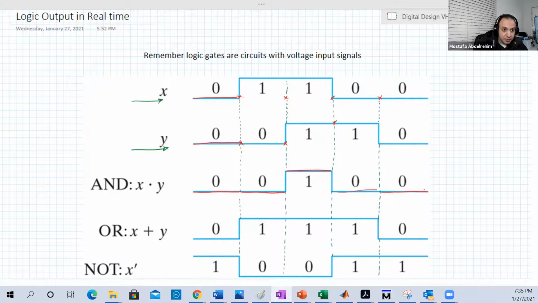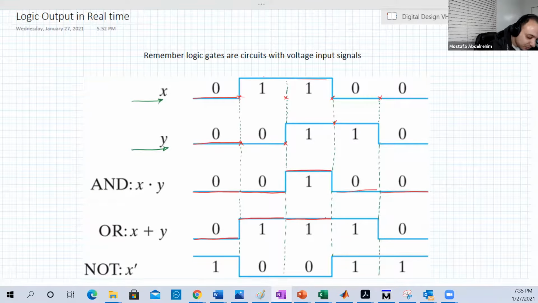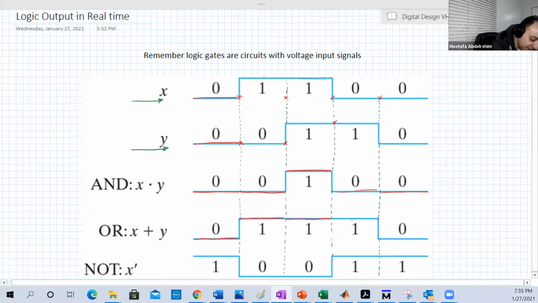How about OR? From that point to that point, both are zeros, so 0 or 0 is 0. Then 1 or 0 is 1. Then 1 or 1 is 1, not 2. It's not an arithmetic plus. 0 or 1 is 1. 0 or 0 is 0.